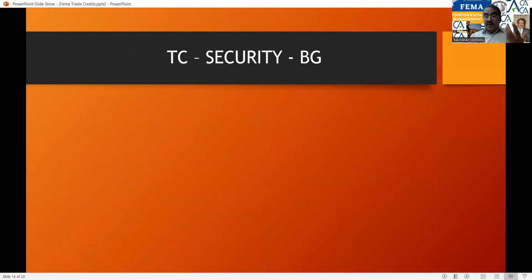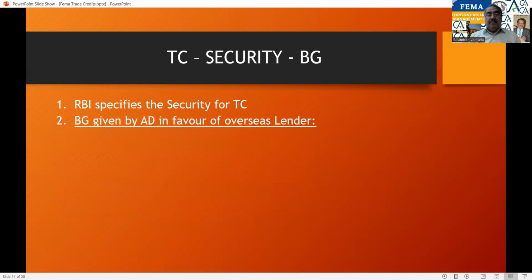So what is the security that you have to give? Here, they have divided the concept into bank guarantee and others. Now what are the things that you have to be very, very careful about? RBI specifies the security for trade credit. This is very, very important. You cannot take the trade credit security directly, but a bank guarantee is given by the AD, authorized dealer, in favor of the overseas lender. So this is very, very important.